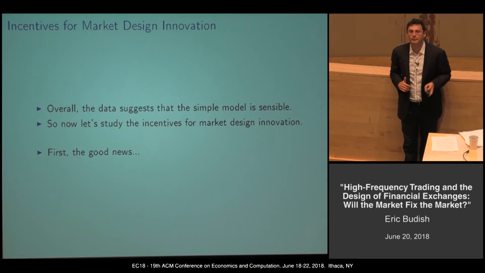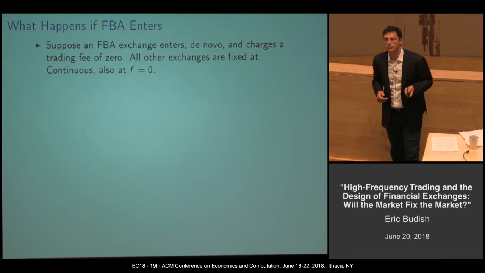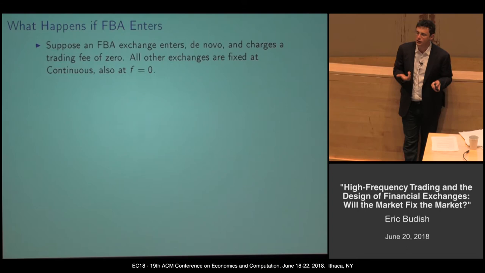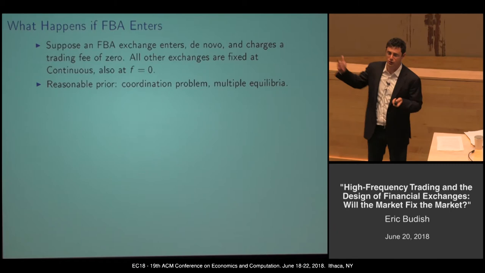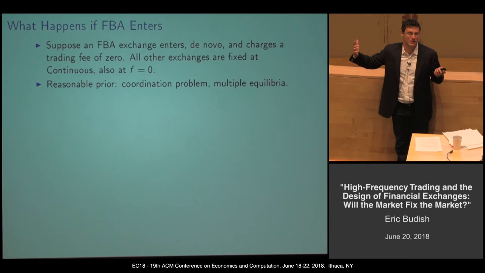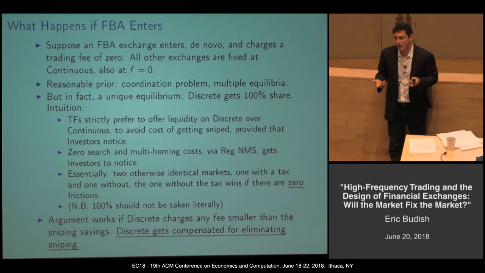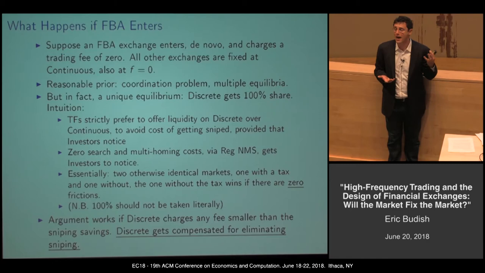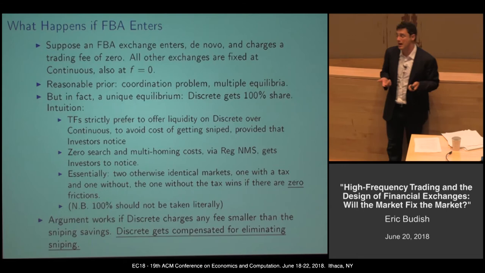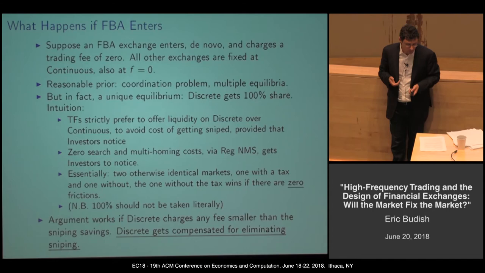Okay, so what are the incentives for market design innovation that come out of our framework? First, the good news, which is that if a frequent batch auction exchange were to enter and charge us a zero trading fee, a reasonable prior might be a coordination problem. If I start Budish rides and compete against Uber, even if I'm a little bit better than Uber in terms of my matching algorithm, none of you are going to pay attention to it. But in U.S. stock exchanges, because of frictionless search that in some sense is regulatorily mandated, if there's an exchange that has better liquidity, investors will automatically notice that better liquidity, and that helps tip the market to the exchange with the better designs. Actually, in the model, if a frequent batch auction exchange were to enter, it would win significant share. In a stylized model, it wins 100% share. You shouldn't take that literally.